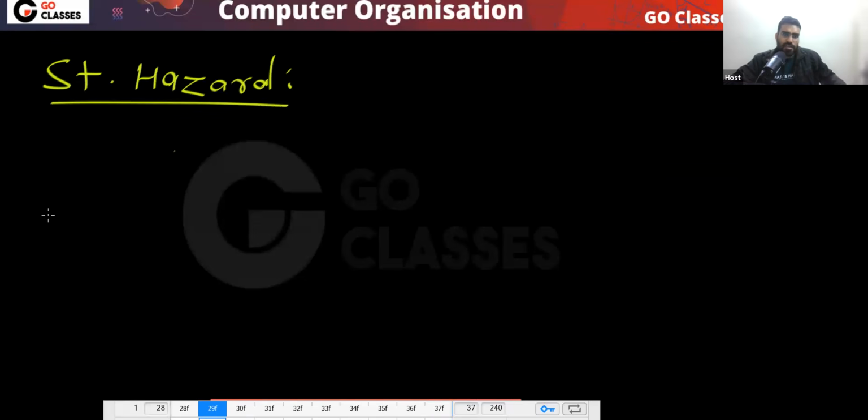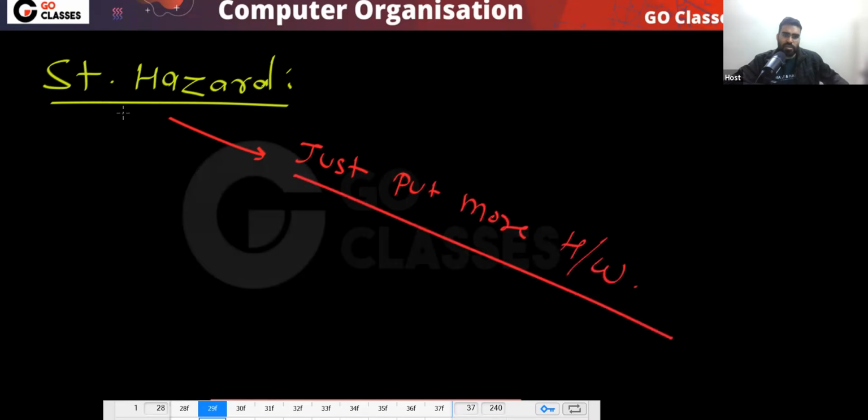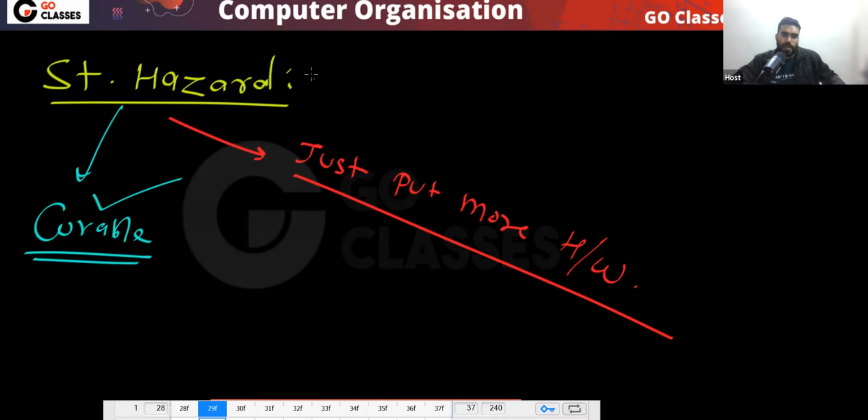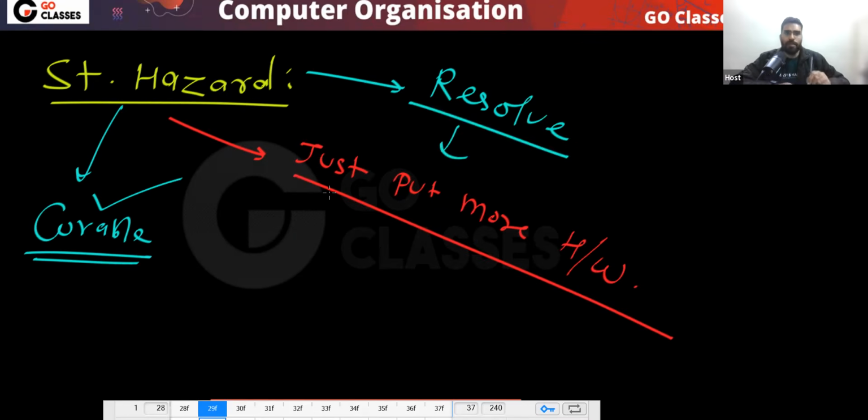Tell me, is structural hazard a very big problem? Is it an incurable problem? This is not an incurable problem. You can just put more hardware. That's it. This is the simple solution. This is very much curable. You can very easily resolve this by putting more hardware. So this is not a big problem, right? Agree?